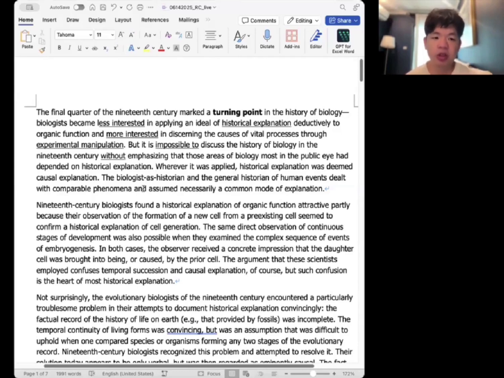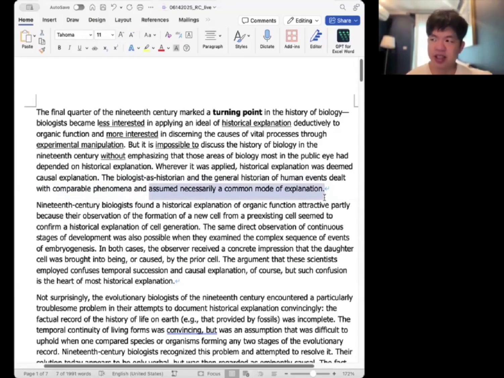All right, now, the biologist historian and the general historian of human events deal with comparable phenomena and assume, in essence, a common mode of explanation. It's saying that both the biologist who acts as a historian and the general historian who truly studies history, not biology, these two types of people, actually approach things in a similar way. So what do they have in common? They both deal with similar phenomena, and importantly, they both presuppose that behind these similar phenomena, they use the same set of logic to handle and explain them.